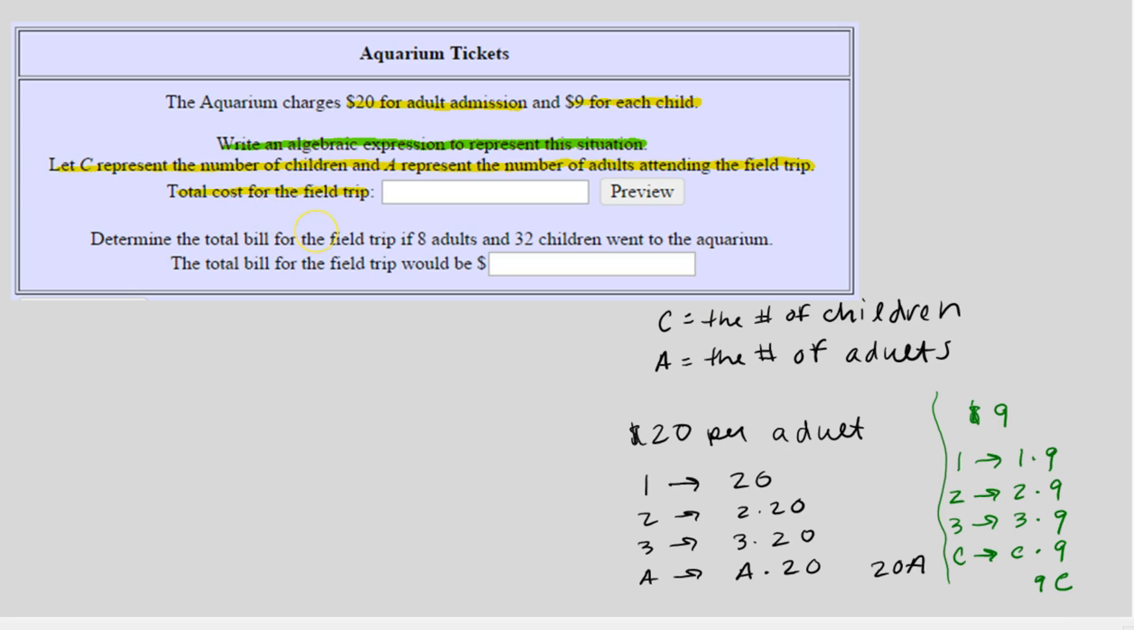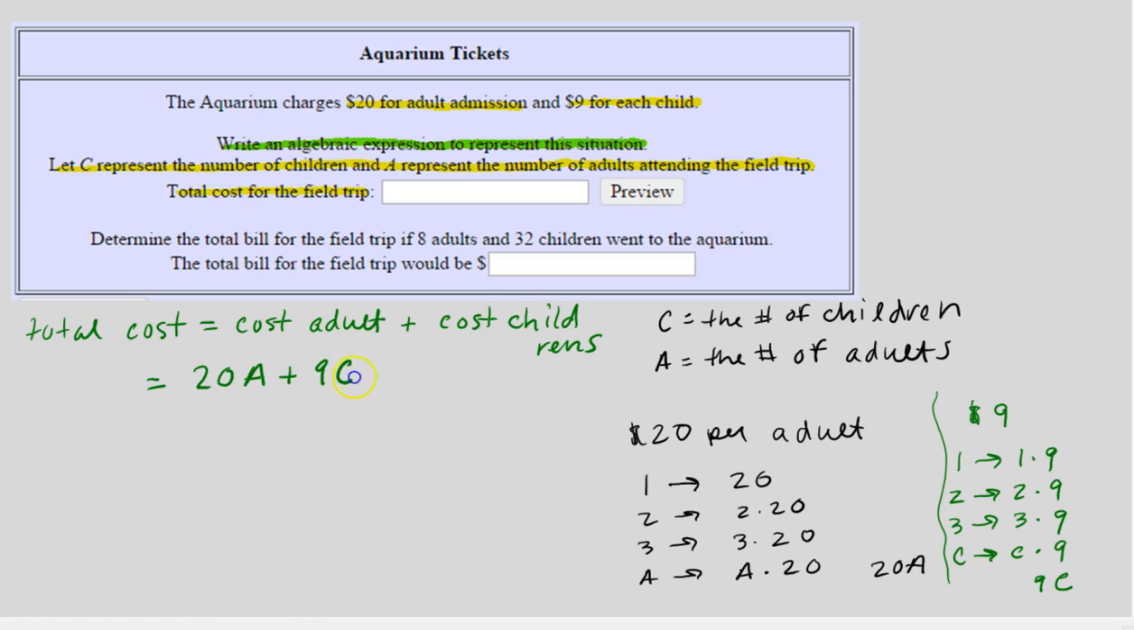So the total cost of the field trip is going to be equal to the cost for the adults' tickets, I'm just going to put cost adult, plus, so we'd also add on or combine the cost of the children's tickets. Okay, and now we have algebraic expressions for each of these. So the total cost is 20A for the adults plus 9C for the children. So let's put this expression here: 20A plus 9C.